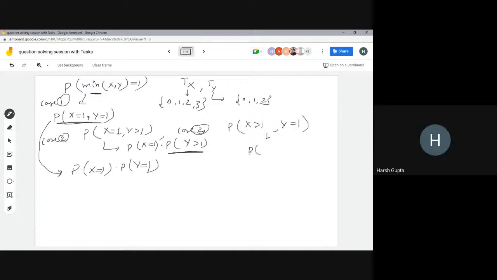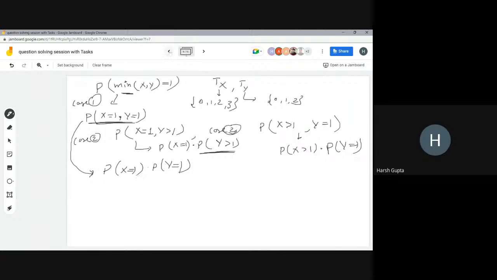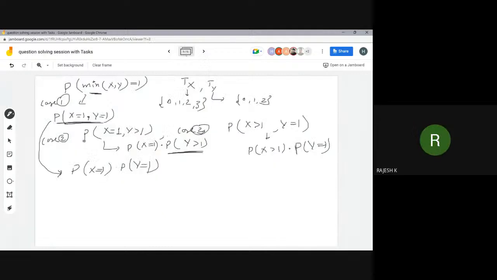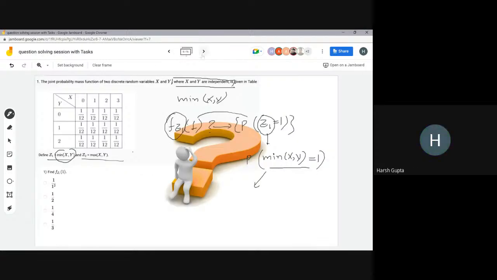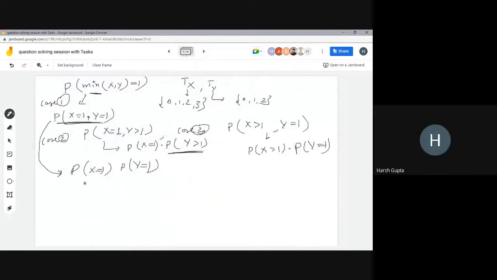Actually, I just wanted to confirm whether you guys know about this thing or not. So x greater than 1 into probability that y equal to 1. Now we can just add. So this is very easy. What is this probability, x equal to 1? In this case, we don't even need to change this joint into marginal because the joint is given already. So you can directly say that this is 1 by 12, right? 1 by 12. So this is for case 1.